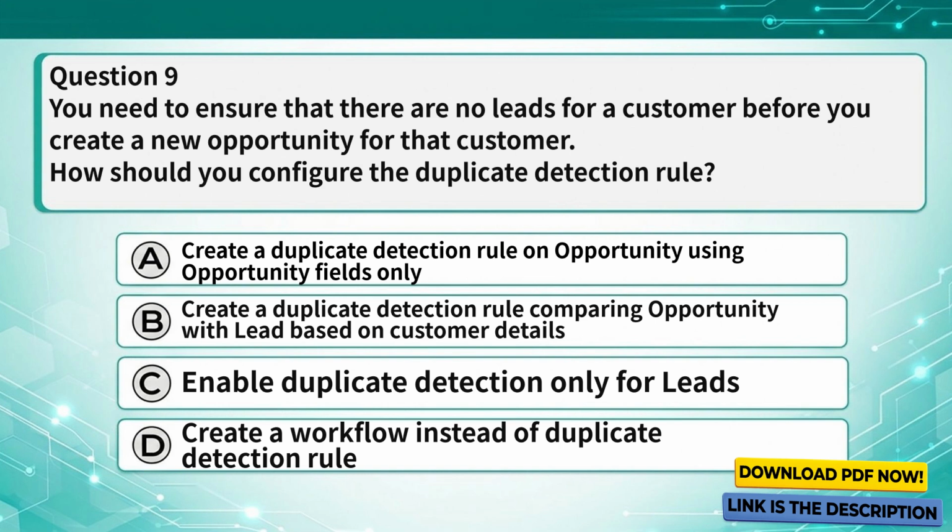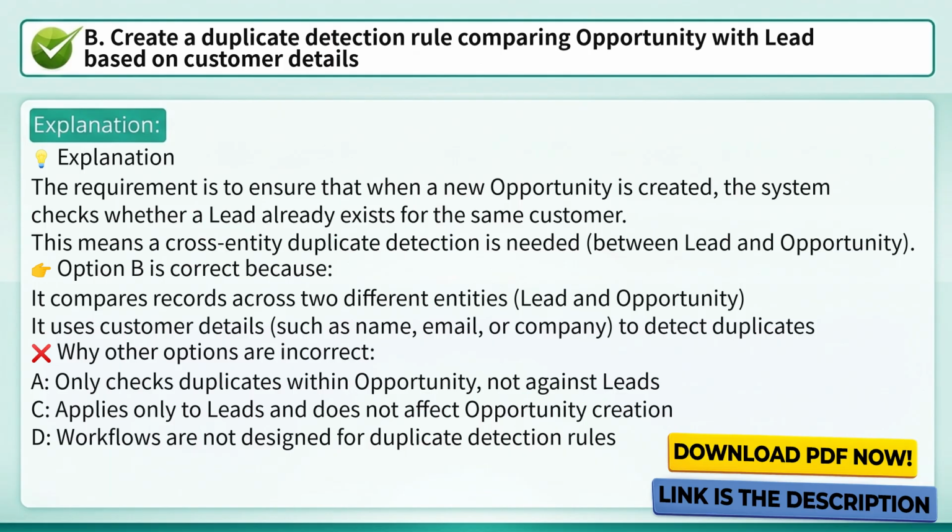Question 9. You need to ensure that there are no leads for a customer before you create a new opportunity for that customer. How should you configure the duplicate detection rule? A. Create a duplicate detection rule on opportunity using opportunity fields only. B. Create a duplicate detection rule comparing opportunity with lead based on customer details. C. Enable duplicate detection only for leads. D. Create a workflow instead of duplicate detection rule. Correct answer B. Create a duplicate detection rule comparing opportunity with lead based on customer details.